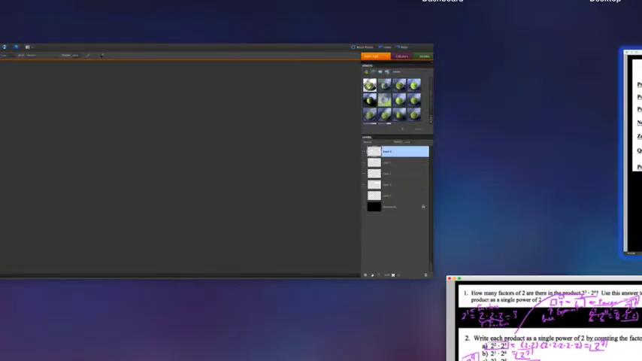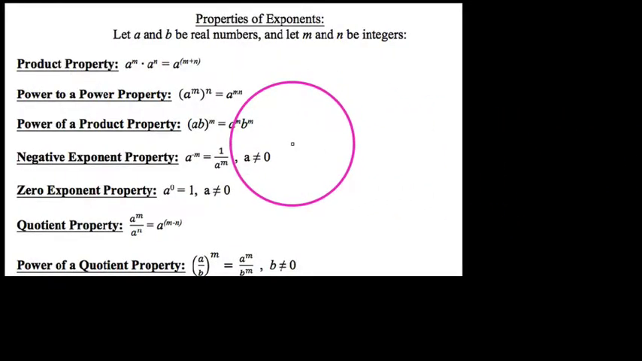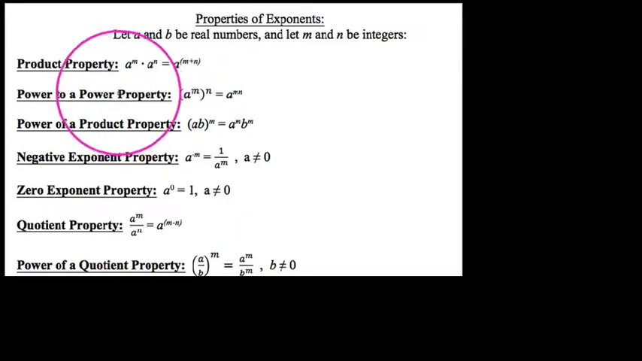So what we're going to do is go over here and look at the properties of exponents and then leave this video off here. But we say the two properties we just saw here were the product property and the quotient property.